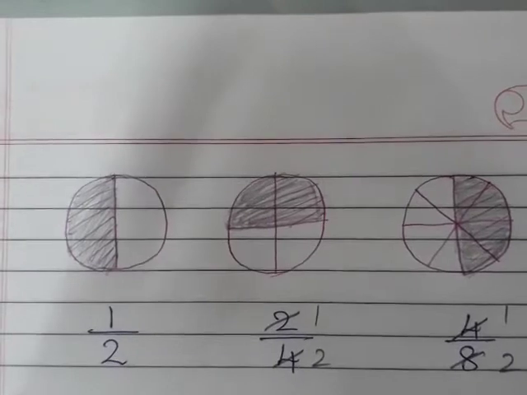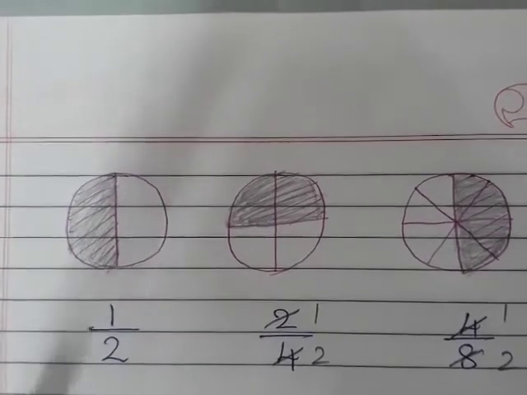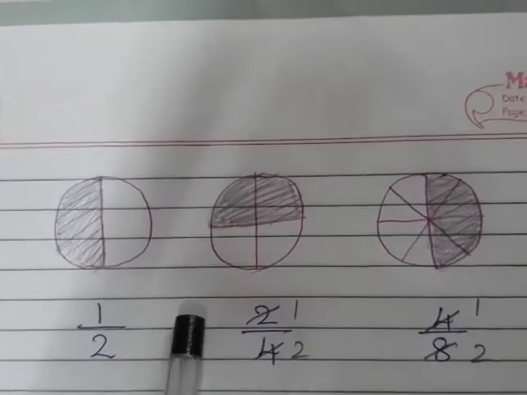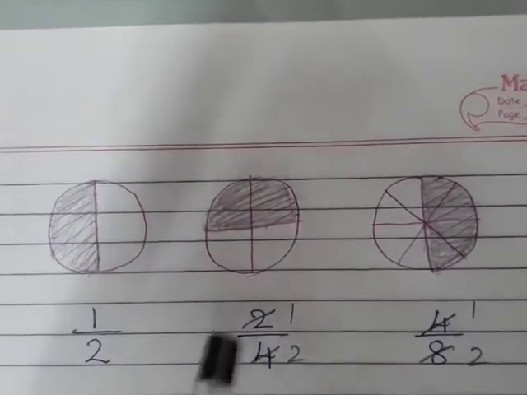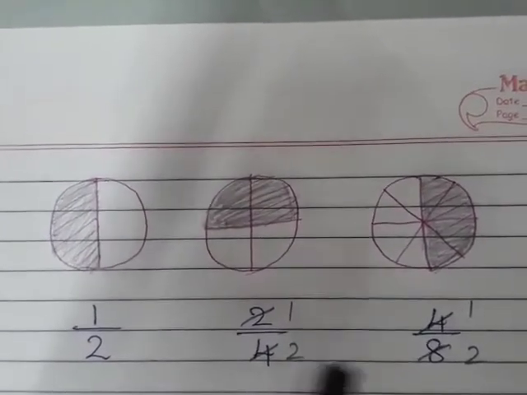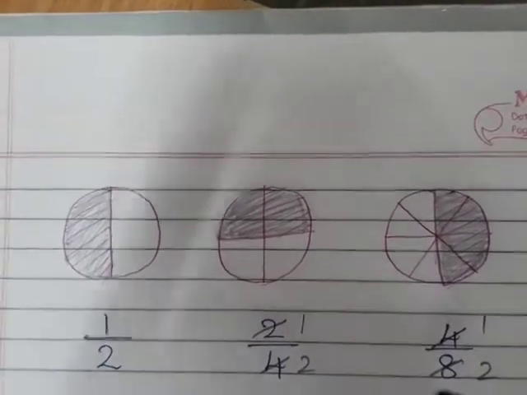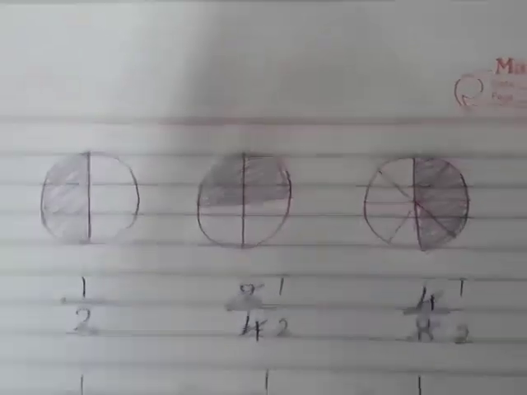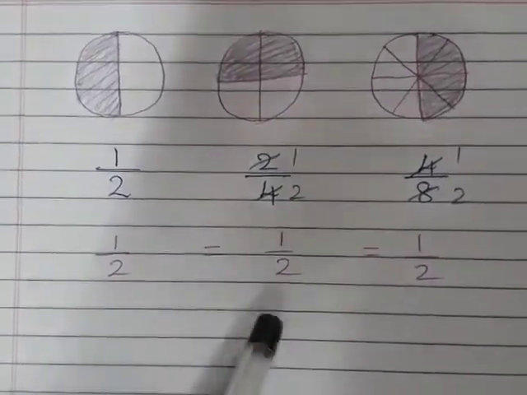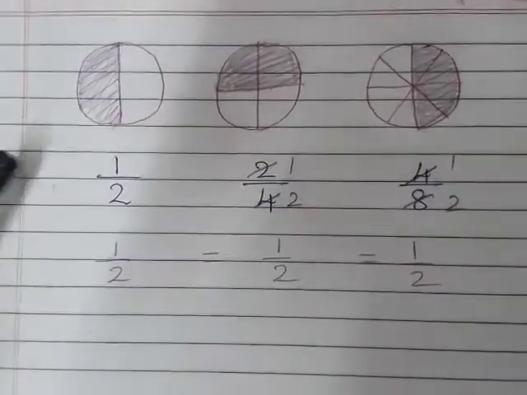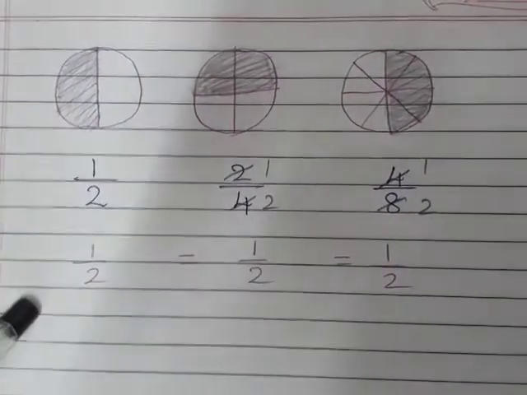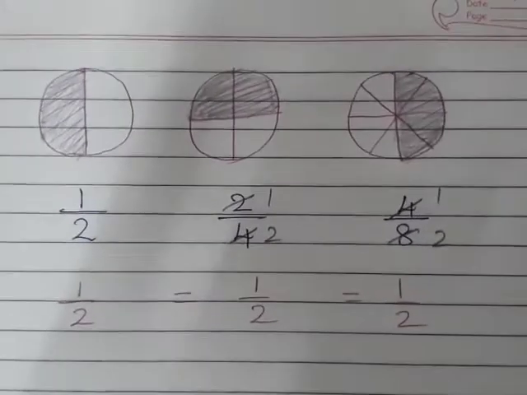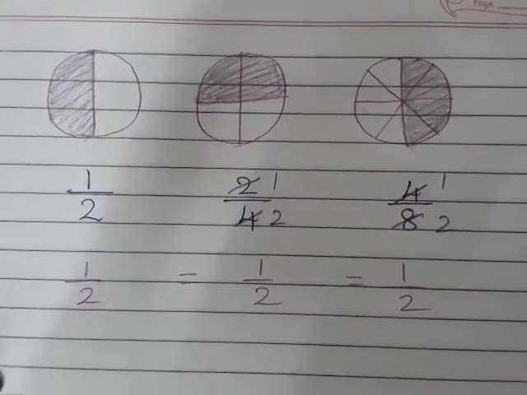This type of fractions, we will say it as what? Equivalent fraction. See here, what turns now? 2 ones are 2, 2 twos are 4. Again it came to 1 by 2. Similarly, 4 ones are 4, 4 twos are 8. What value came here? What value came here? Half, half and half. The numbers are different, but the value is same. This type of fractions are known as equivalent fraction.